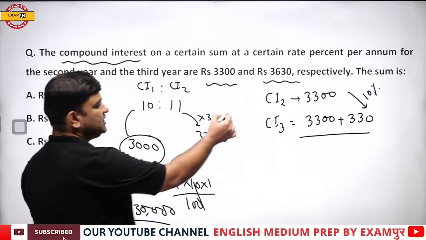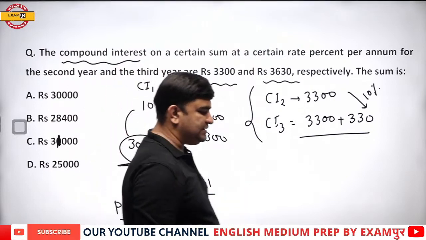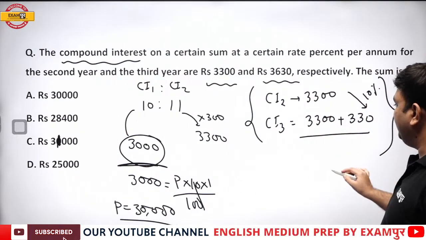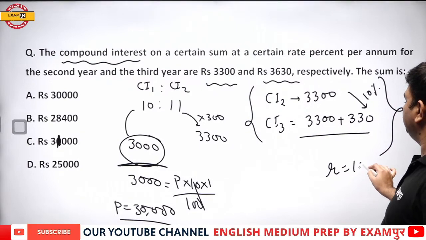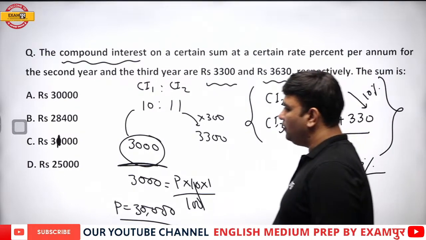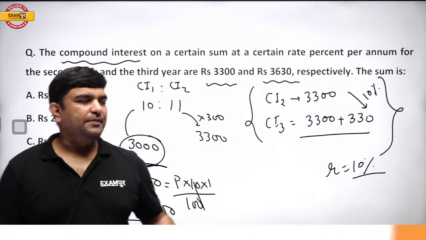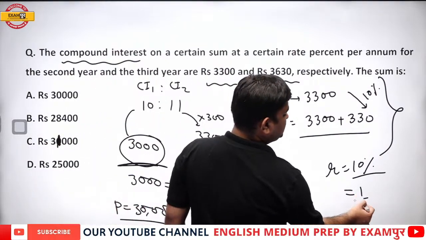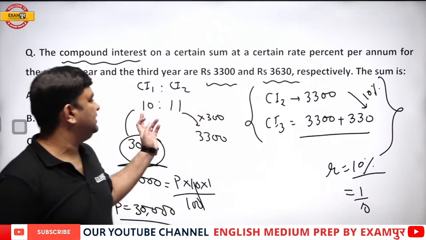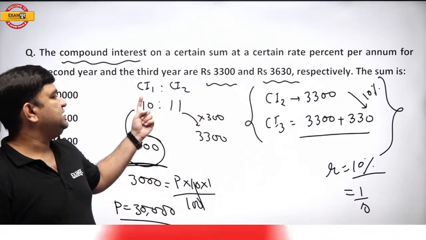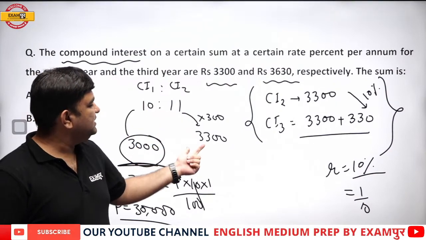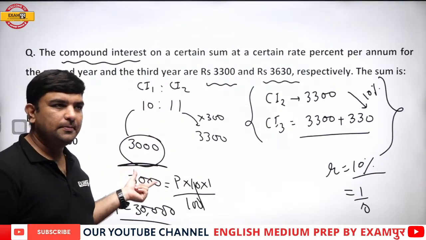From here, we observe that interest is increasing by 10%. If interest is increasing by 10%, this means rate is 10%. 10% means 1 by 10. So if previously it was 10, then the next year it is 11. So CI of first year and second year would be in the ratio 10:11. 11 is known, 10 is 3000.